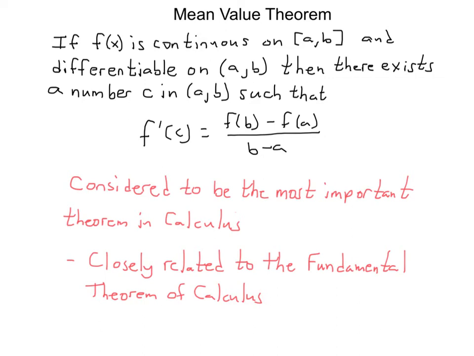So here's our mean value theorem. If f(x) is continuous on the closed interval from a to b, and this will sound a little like Rolle's, and differentiable on the open interval from a to b, then there exists a number c in (a, b) such that f'(c) = (f(b) - f(a))/(b - a). In other words, the slope of the tangent line at x = c is equal to the slope of the secant line that connects the 2 points on the curve at the endpoints of our interval.